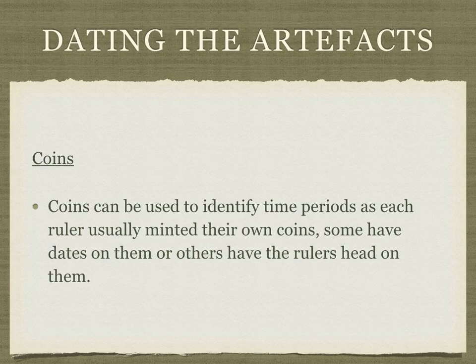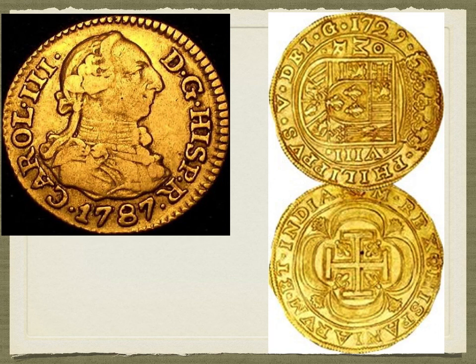Our final method of dating an artifact is through coins. Coins can be used to identify time periods, as each ruler usually minted their own coins, and some have dates on them or others have rulers' heads on them. Okay, so you can see here a nice coin from 1787. That's going to tell us when that was issued.